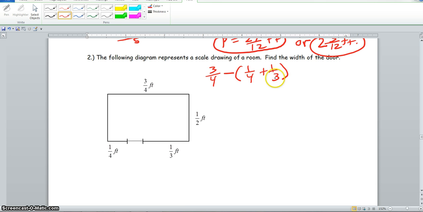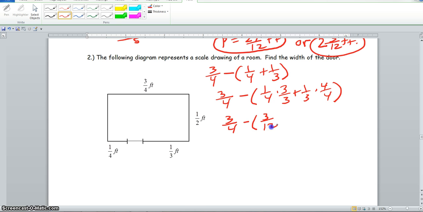Now the common denominator of 4 and 3 we know is 12. So we have 3/4, and in parentheses we have 1/4 times 3/3 plus 1/3 times 4/4. We have to make that denominator equal to 12. So this will give us 3 twelfths plus 4 twelfths. So we have 3 fourths minus 7 twelfths.